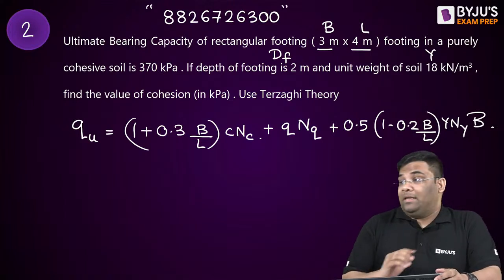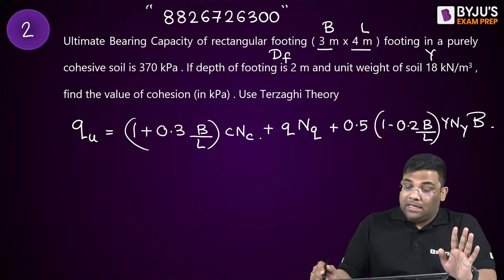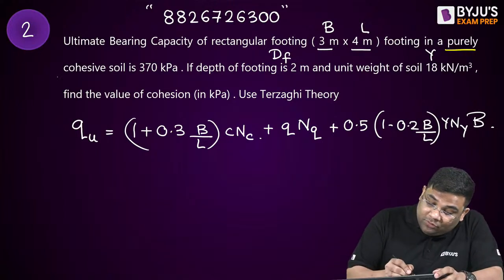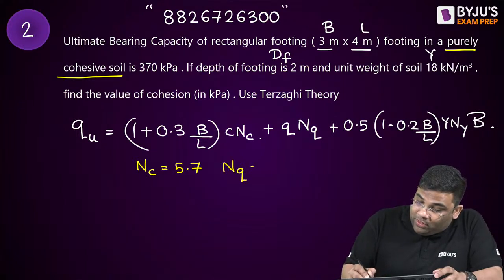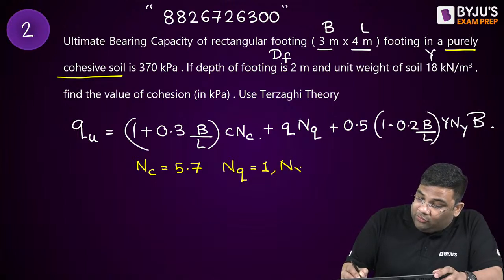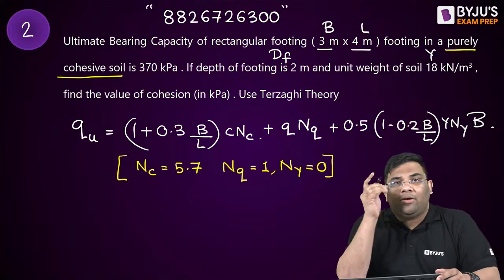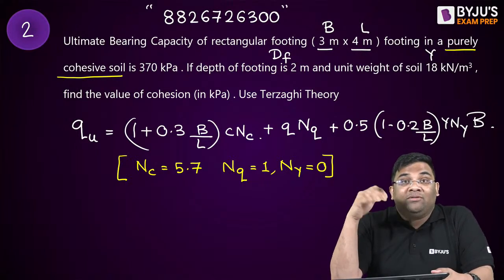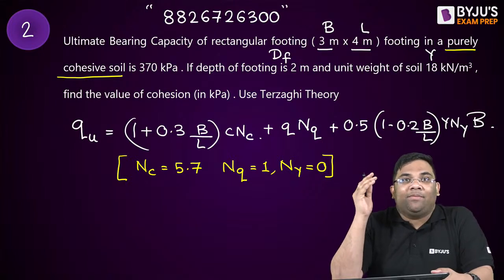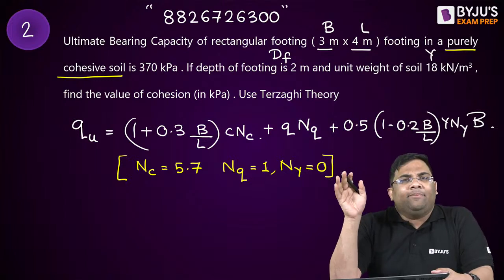Now we should remember one thing always, that for a purely cohesive soil, Nc will be equal to 5.7, and your Nq will be equal to 1, and N gamma is equal to 0. So this information will not be given to you in the question. You should remember it. Now, these things have been discussed in the formula series. If you have attended the formula series, we have discussed all of these. If you have not attended, then please go and attend.